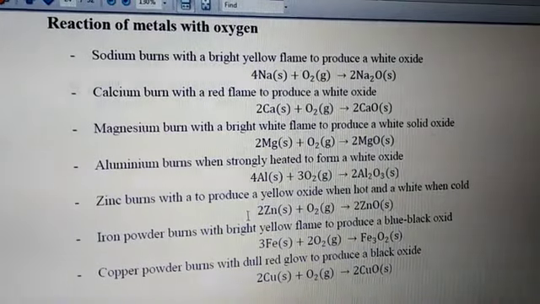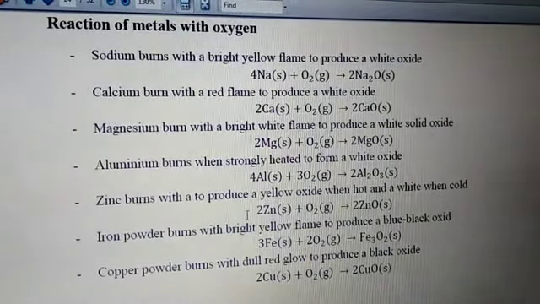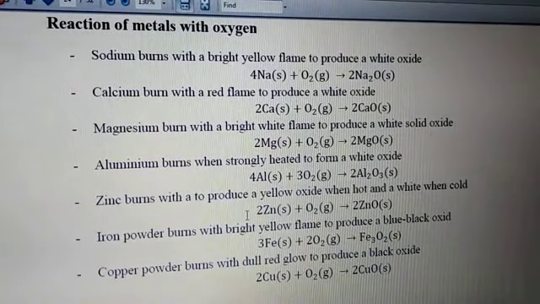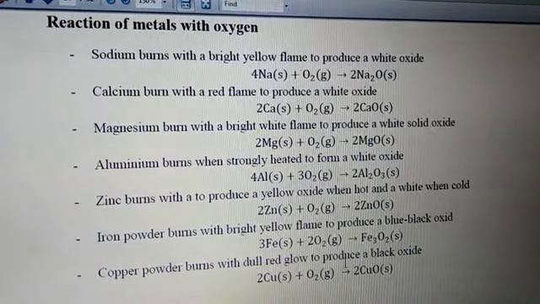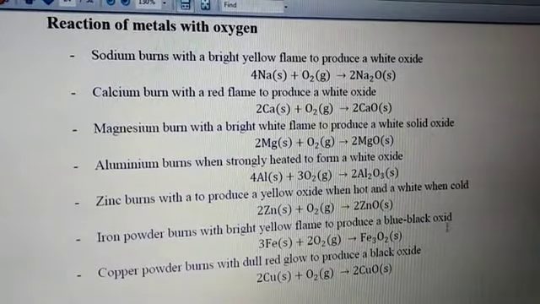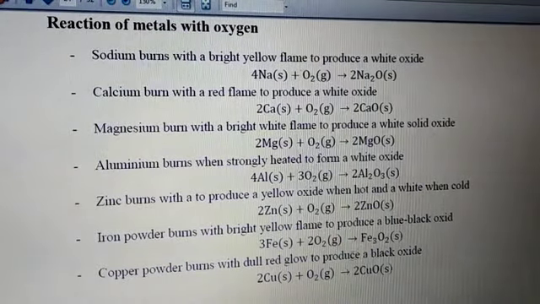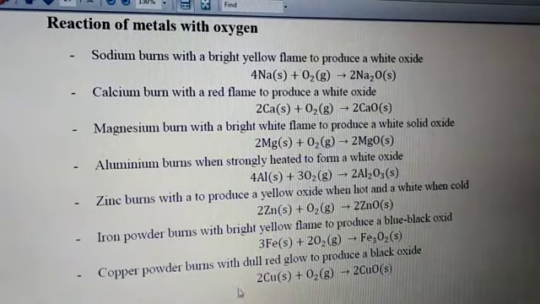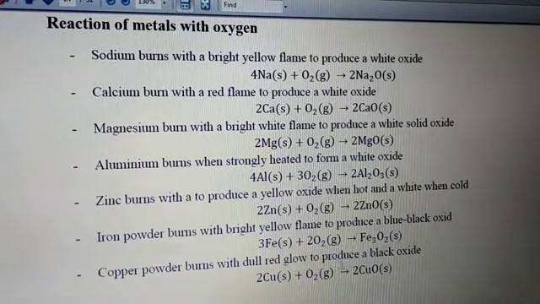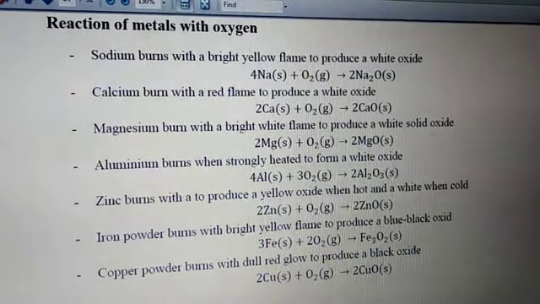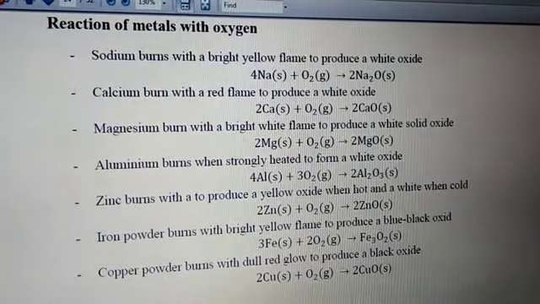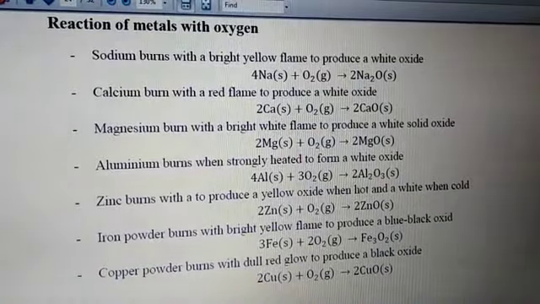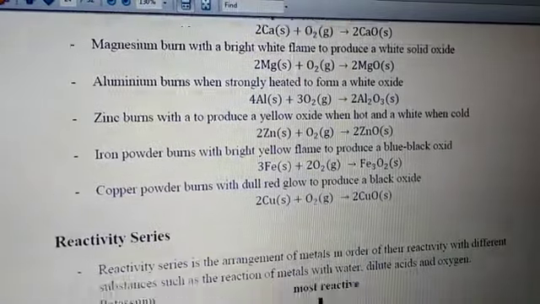I'm sure you remember that zinc oxide is actually yellow when hot and white when cold, right? Iron powder burns with a bright yellow flame to produce a blue-black oxide. Take note of these colors. They are very, very important. As for copper powder, it will burn with a red glow to produce a black oxide, right? Copper oxide is black.